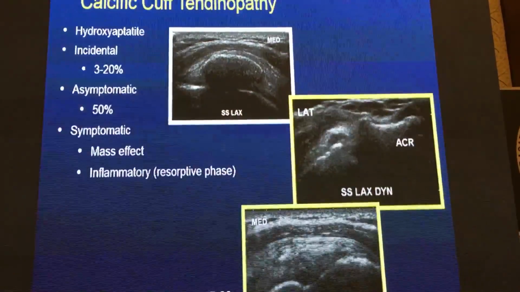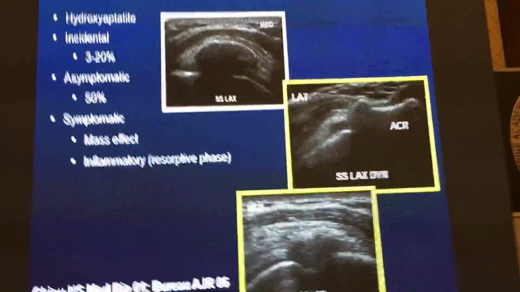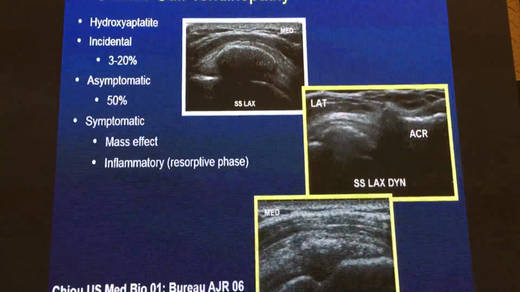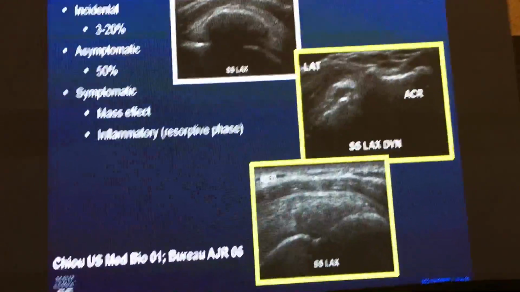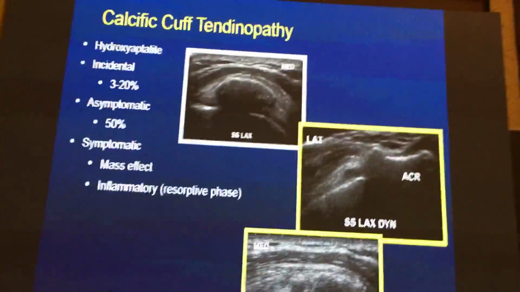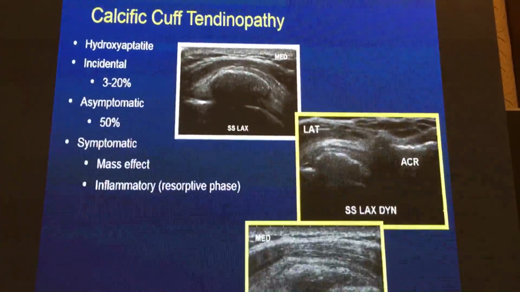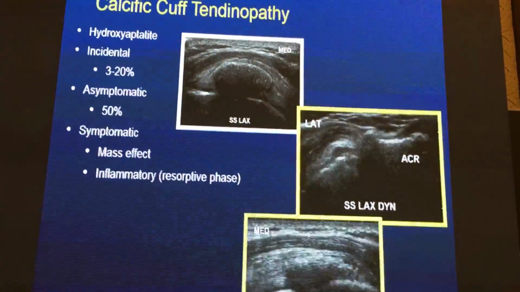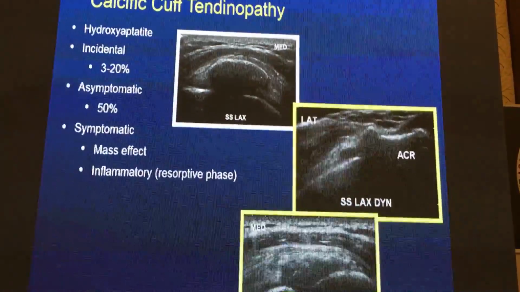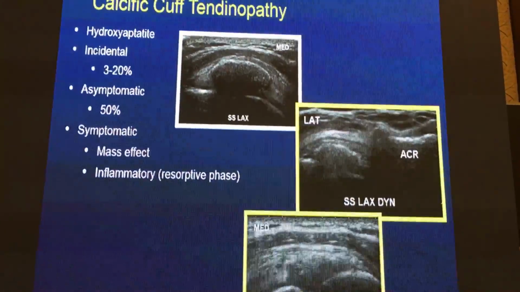And when you do have symptoms, there are two main reasons. One is if you have a big rock sitting in your shoulder, and every time you start moving your shoulder up, that rock bangs into the bone and it pinches all the soft tissues in between the acromion and that rock, that's going to hurt. So that's mass effect. But that usually doesn't happen because most of the time the calcifications are small enough that that doesn't cause a mass effect.